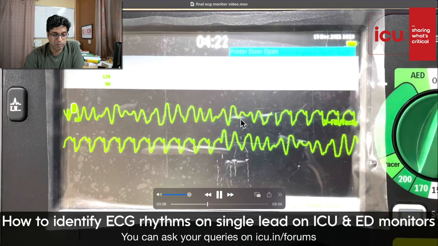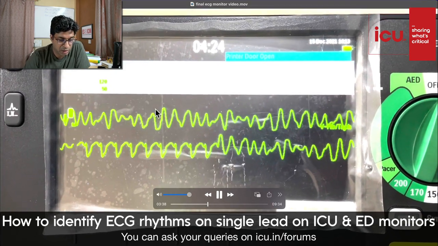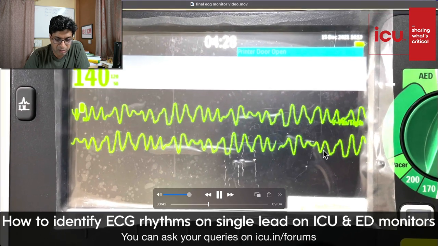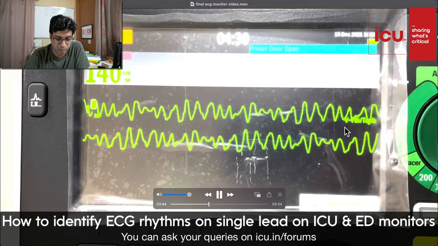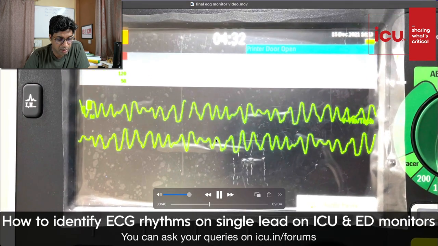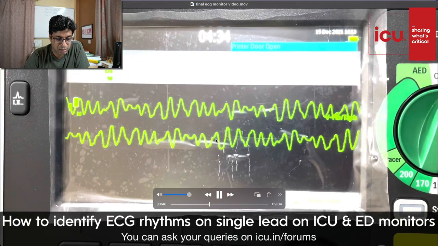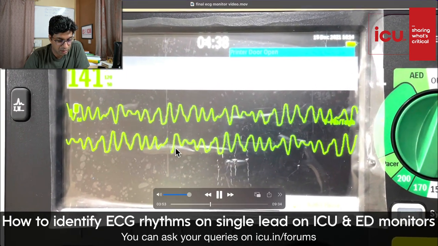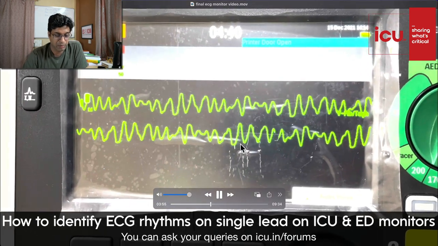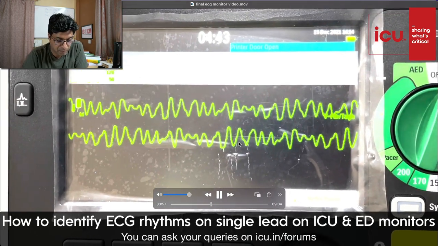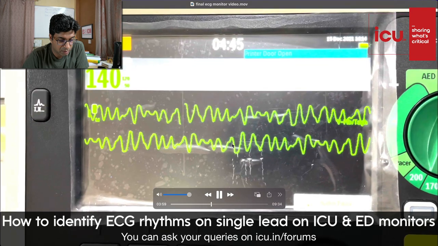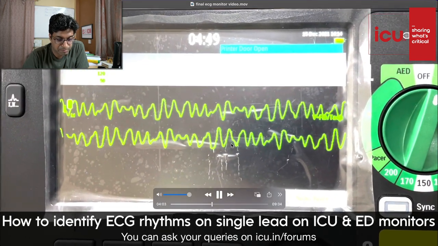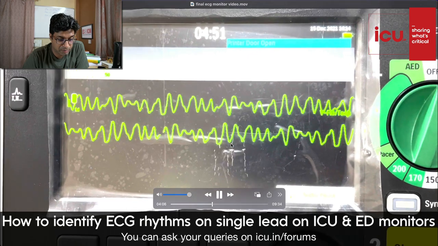So this was VT and now it has converted into VF. This is a coarse VF. Still CPR and shock the patient. Okay. Still VF. Nobody is doing anything. Just watching.